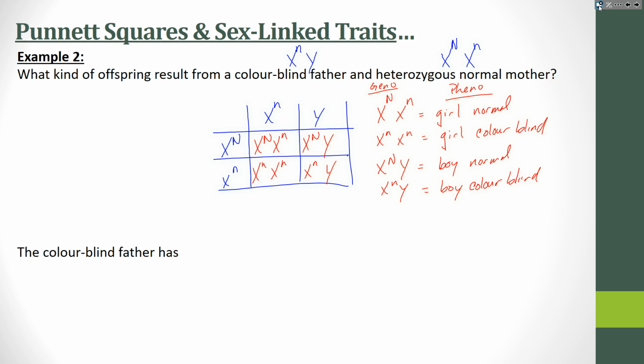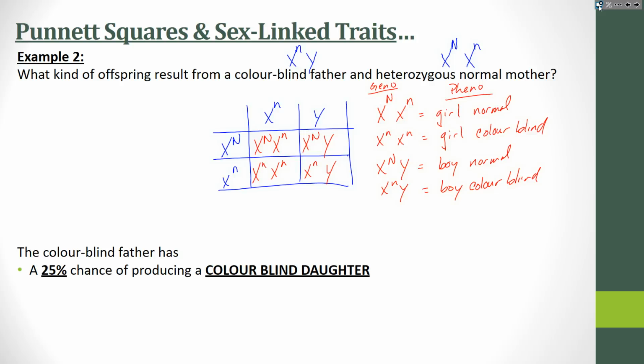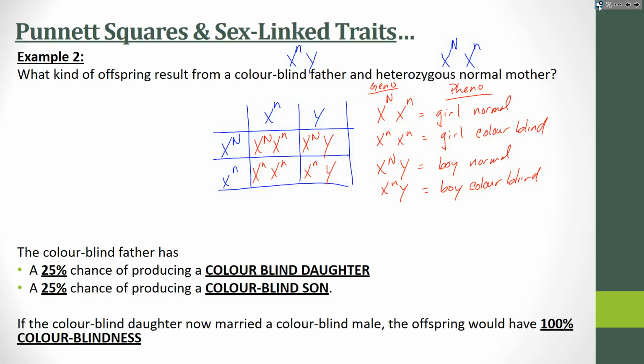All right, so if you have a colorblind father and a woman who's carrying that gene, you basically have a 50-50 chance of having a colorblind kid. There's a 25% chance of having a colorblind girl and a 25% chance of having a colorblind boy. So if there's a colorblind daughter, so now this girl here, let's say you get a girl that's colorblind, every son she has will be colorblind.